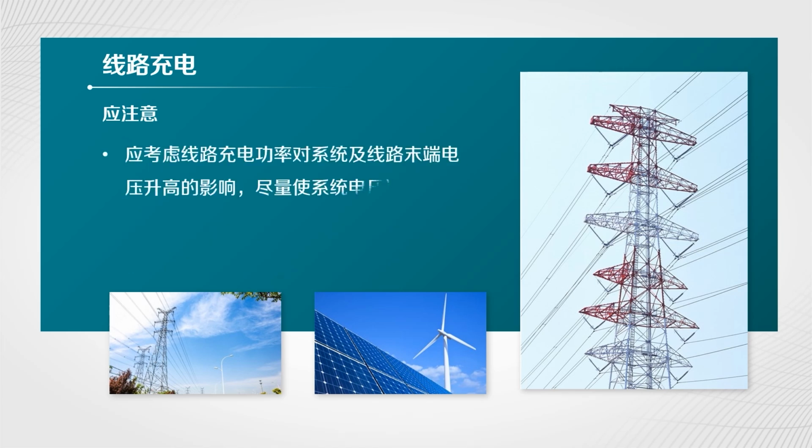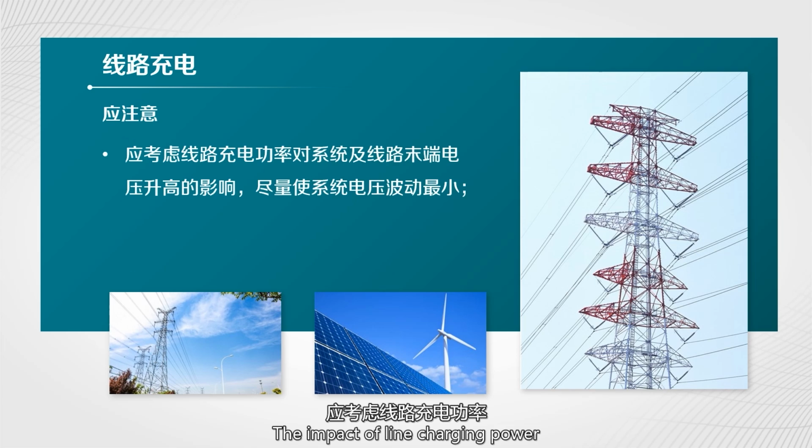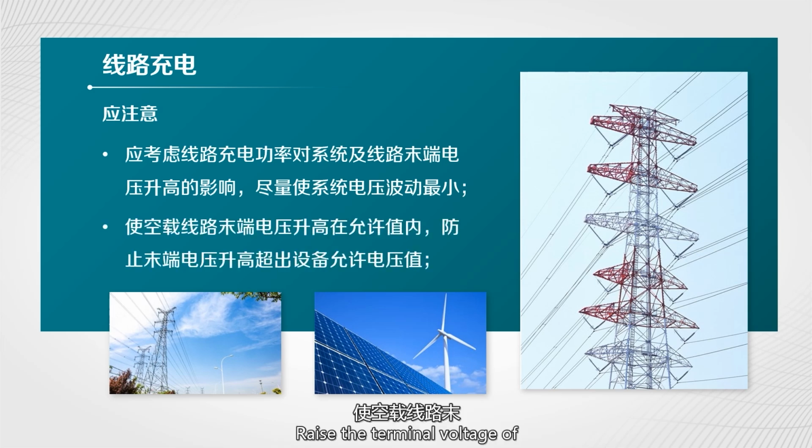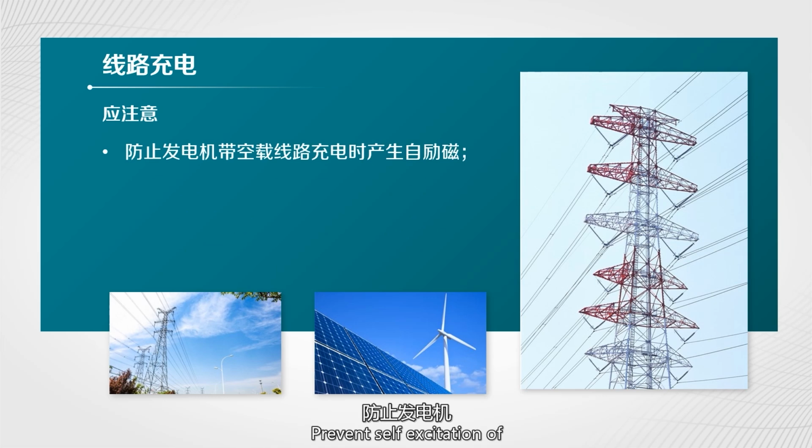The fourth point, the impact of line charging power on system and line and voltage rise should be considered, and the fluctuation of line voltage should be minimized as much as possible. Point 5. Raise the terminal voltage of the no-load line within the allowable value to prevent the terminal voltage from increasing beyond the allowable voltage value of the equipment. Point 6. Prevent self-excitation of the generator during no-load line charging.